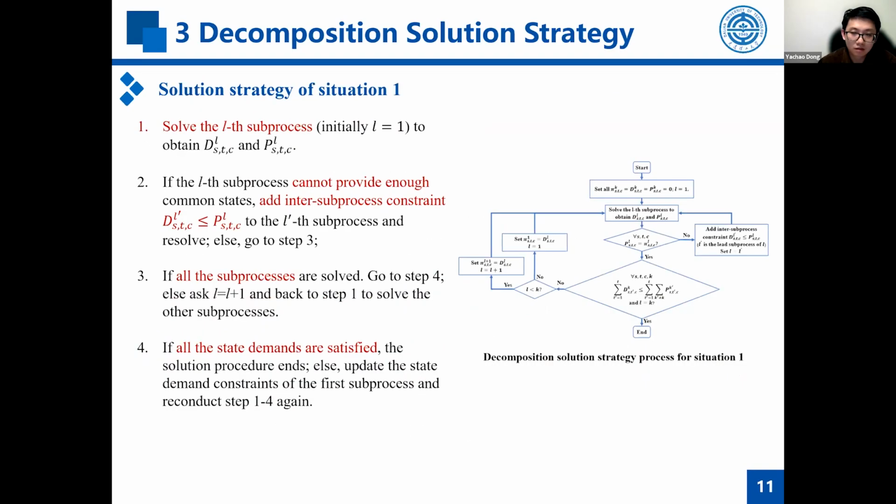And this is the solution process for situation 1. On the right is the algorithm, which could be simplified as 4 steps. In the first step, we solve a sub-process, and in the second, we check if it cannot provide enough common states to another process. In step 3, we determine if all the sub-processes are solved or not. And last, we check if all the state demands are satisfied or not.